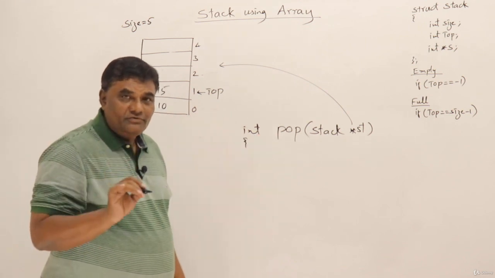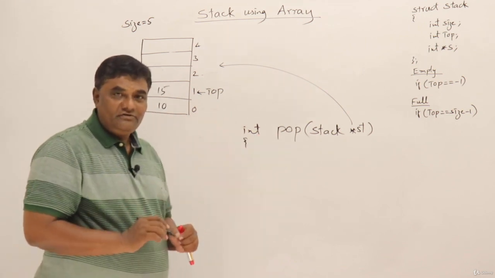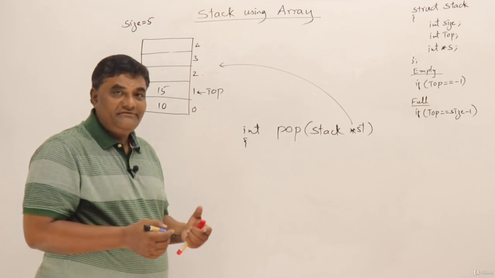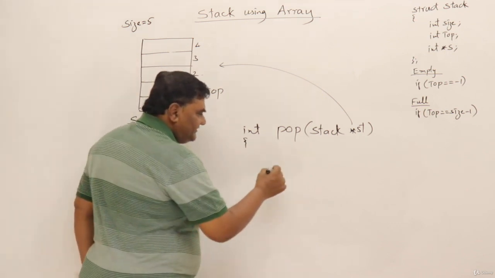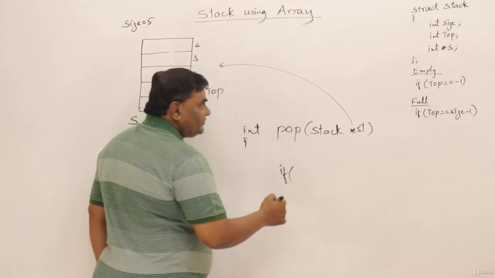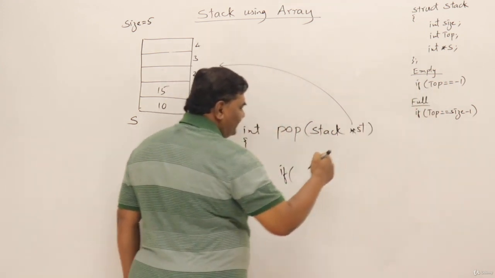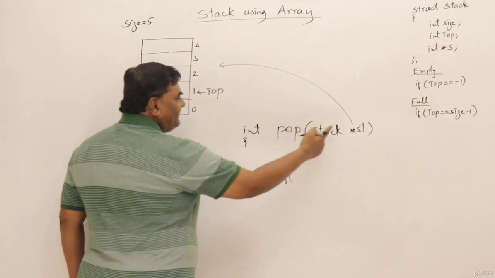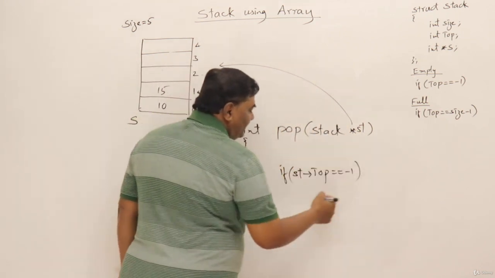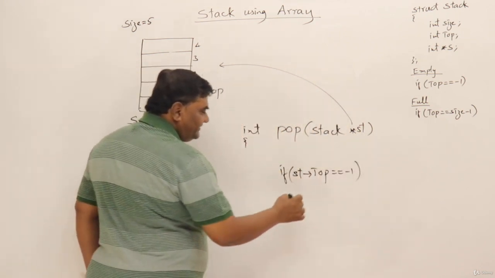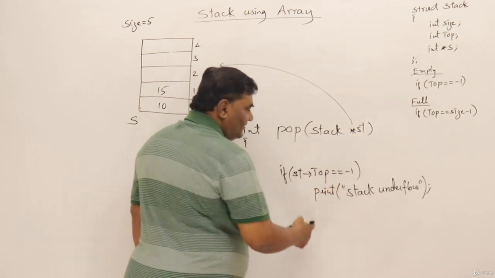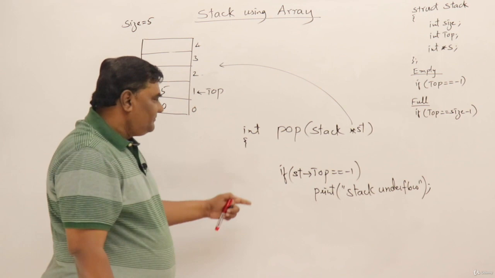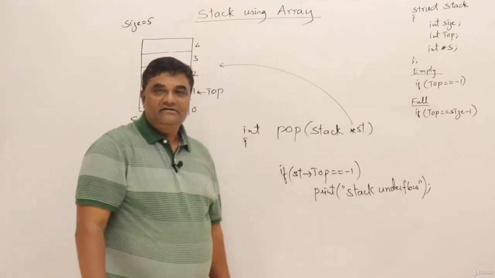First thing I should do is check whether I can delete any value or not. So it means I should check whether the stack is empty. If it is empty, I cannot delete. So first I will check if the stack is empty. What is the condition? Top is equal to -1. I cannot say top directly. I have to say st->top. If st->top is equal to -1, then I should give a message that stack underflow. So if top is equal to -1, then stack underflow.